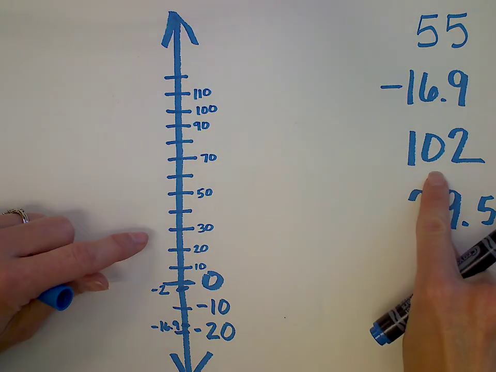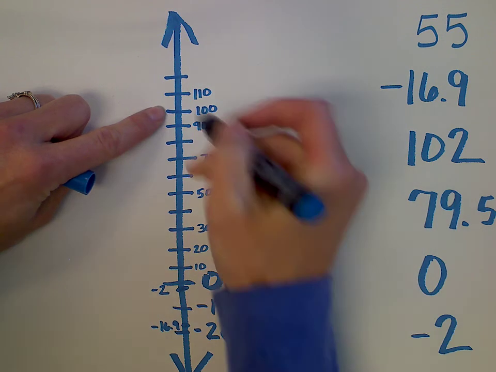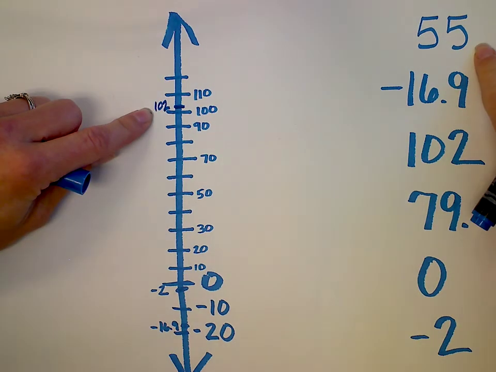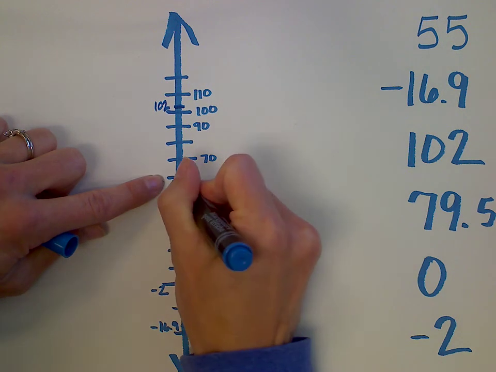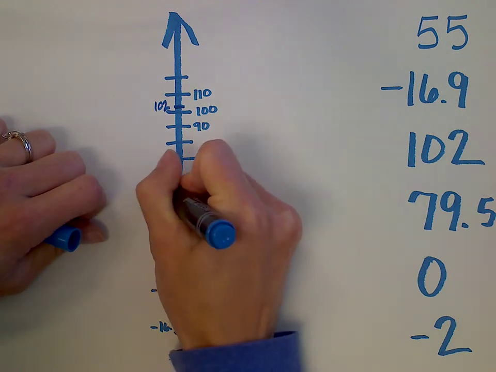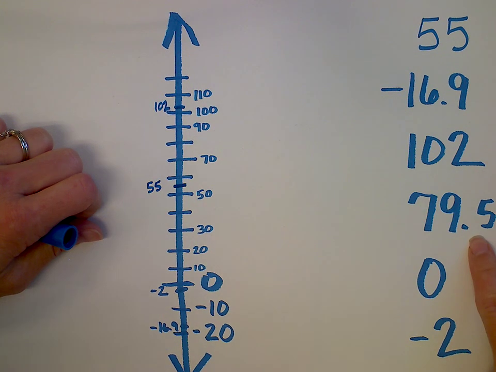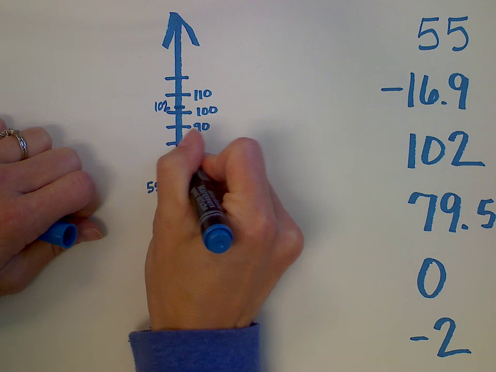My 102, of course, is between my 100 and my 110, but a lot closer to 100, so somewhere in here. My 55 would be between 50 and 60, halfway between, so that one's a little easier. And my 79.5 is going to be very close to 80. So here's 70, here's 80. It's almost touching that line.